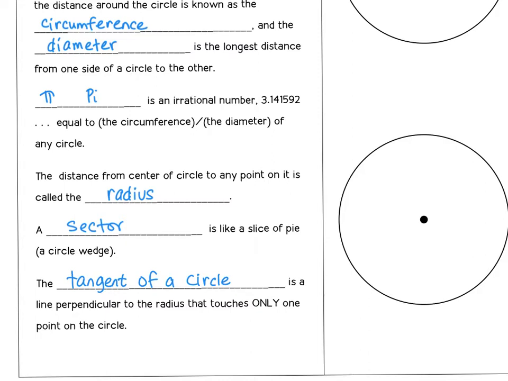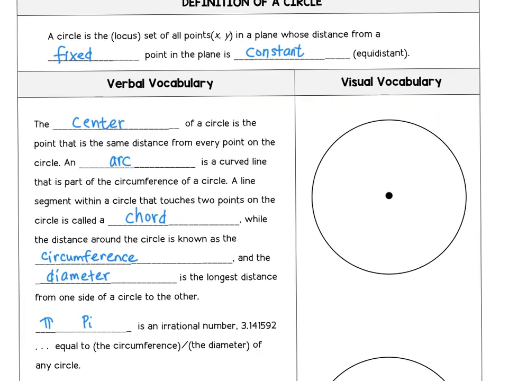Now on the side here, notice we've got the visual vocabulary. So what we're going to do is draw pictures of all the things we just talked about. So first of all, there's your center. You can see that that is the center of the circle. If you have something going straight through the center all the way across, that would be your diameter. Let's see. A chord is just any 2 points on the circle, right? Connecting it. Doesn't have to be the diameter. Diameter is a special chord.